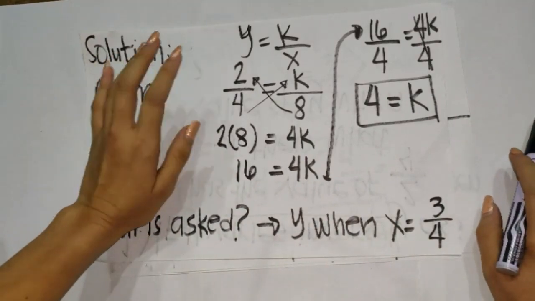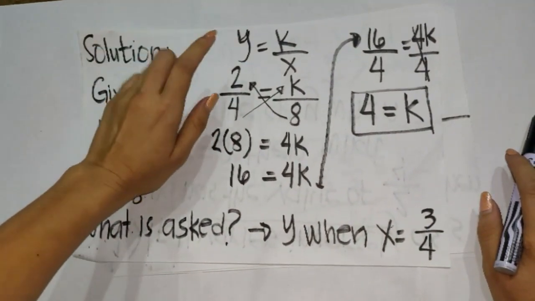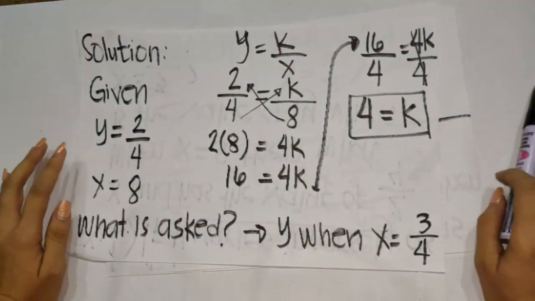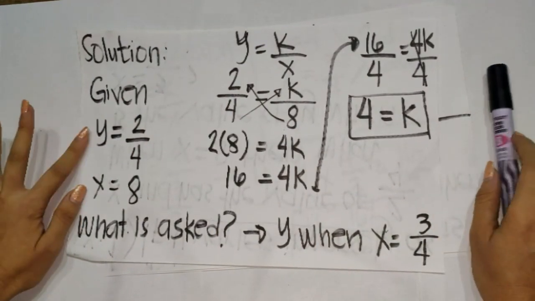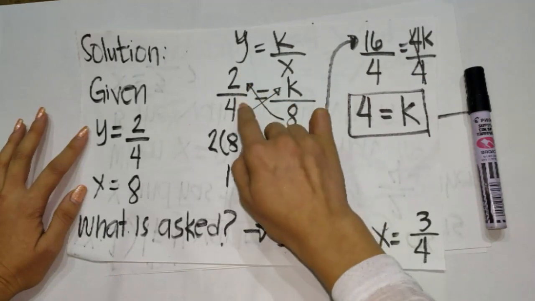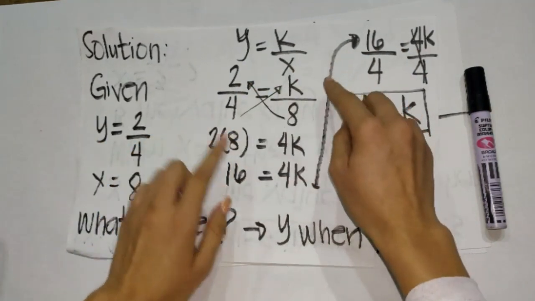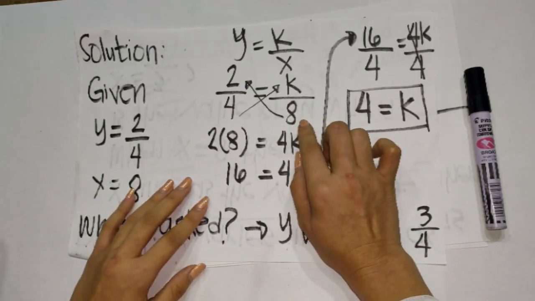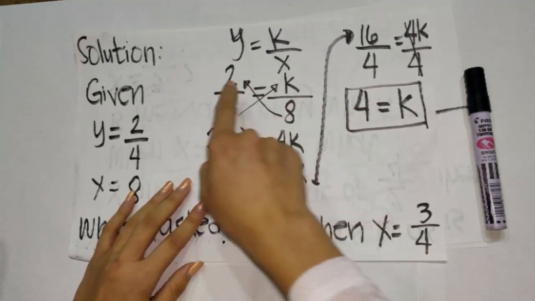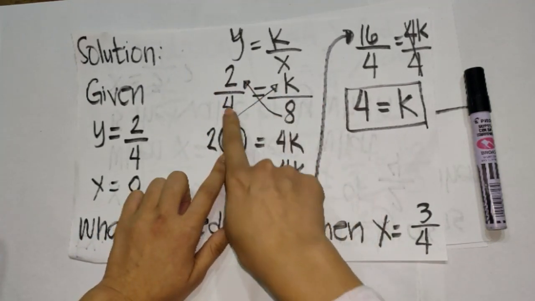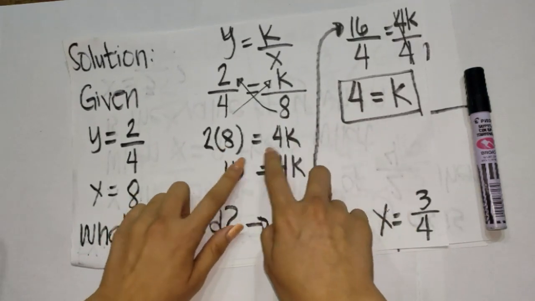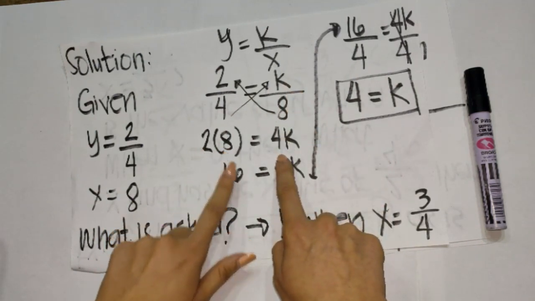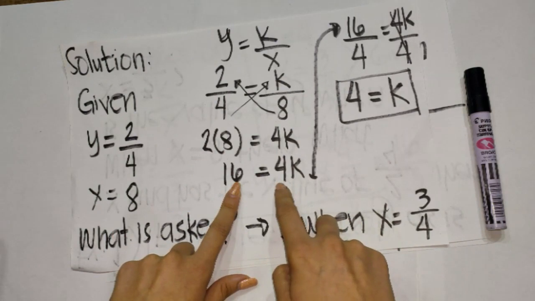So let's try to solve the k first, which is we're going to follow the equation, which is y is equal to k over x. Okay, the next thing you need to do is to substitute the given to the equation, which is y is equal to 2 over 4 and our x, which is 8. And then the next thing you need to do is to cross multiply this. So, which is 2 times 8 and 4 times k. Then 2 times 8, that is 16. And then just copy the 4k.